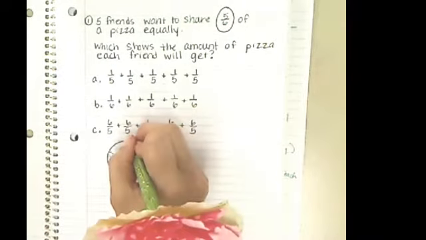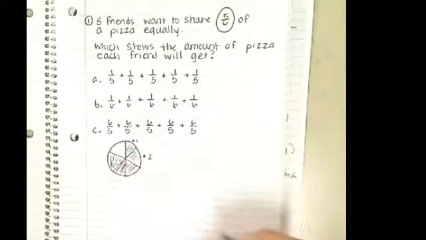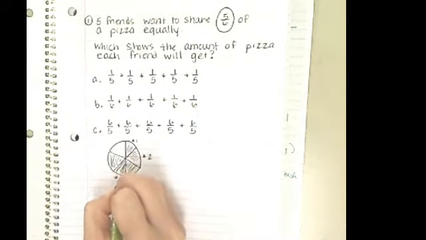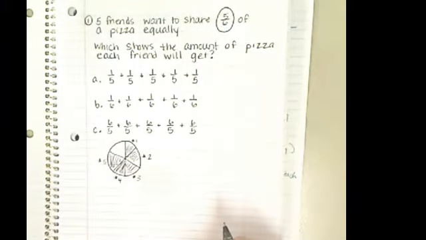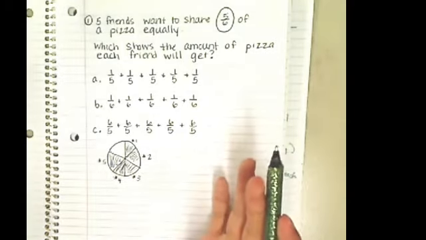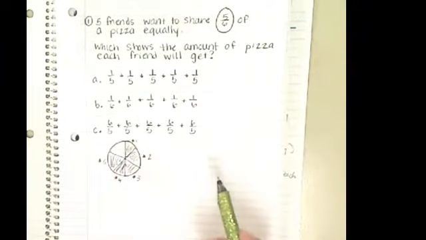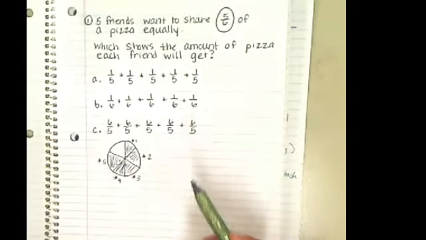Well, this is friend number 1. They get that piece. Friend number 2 gets that piece. Friend number 3 gets that piece, friend number 4 gets that piece, and friend number 5 gets that piece. Okay? 5 friends, 5 pieces, everybody gets one. So if I use up all of the shaded pieces, then I know that I've shared the 5/6.